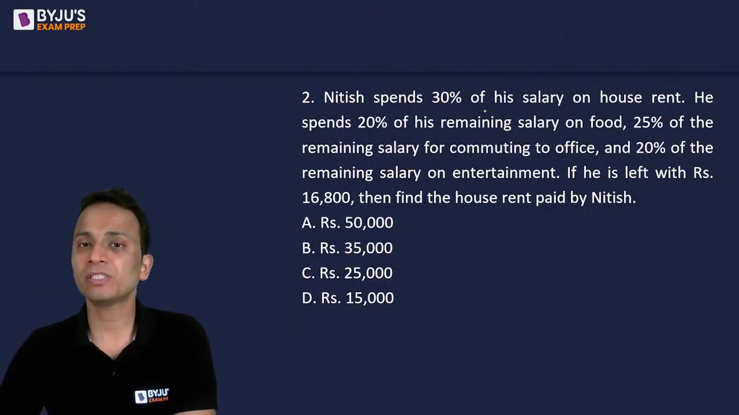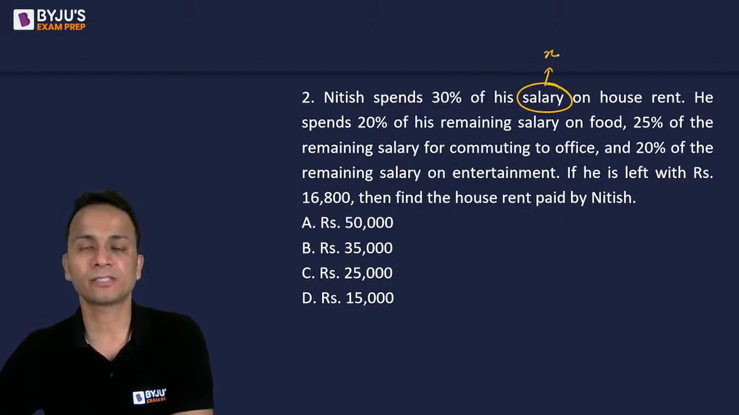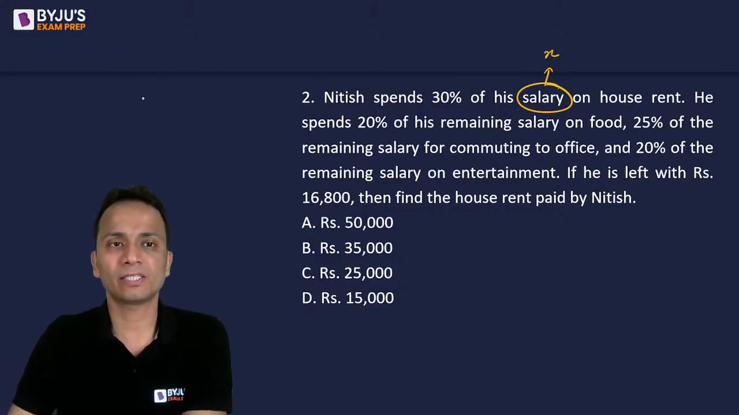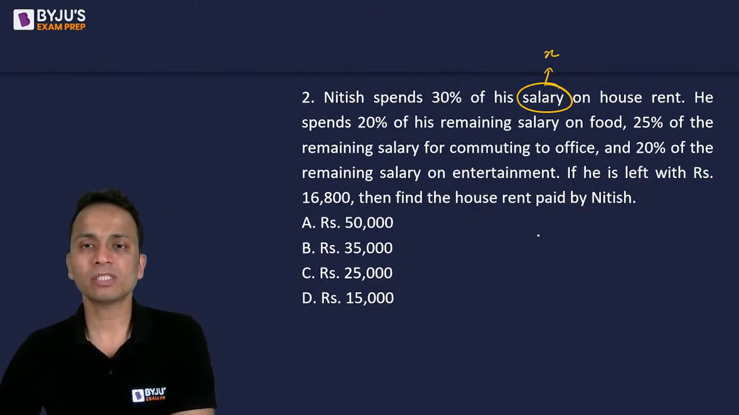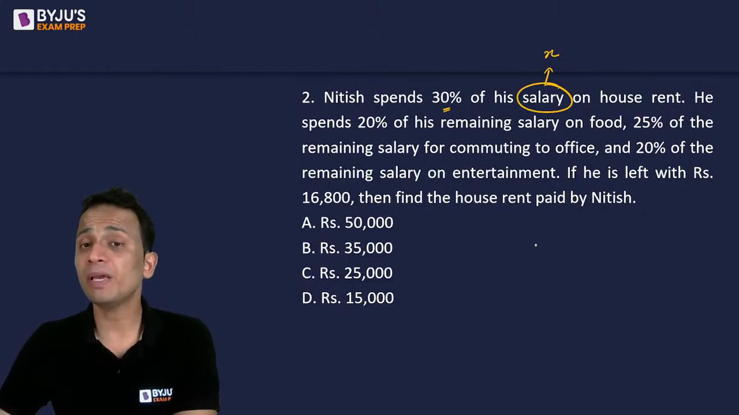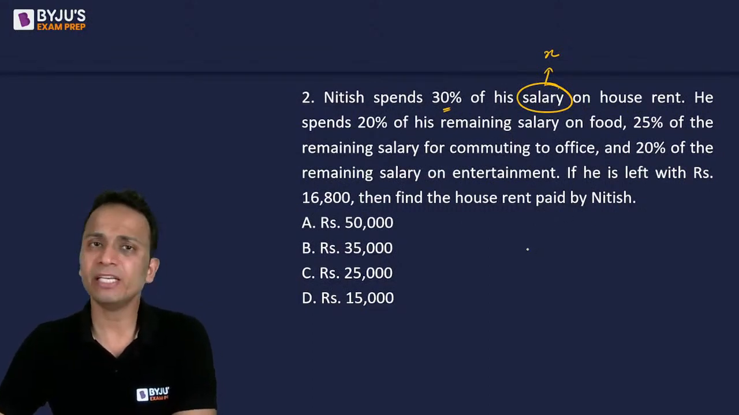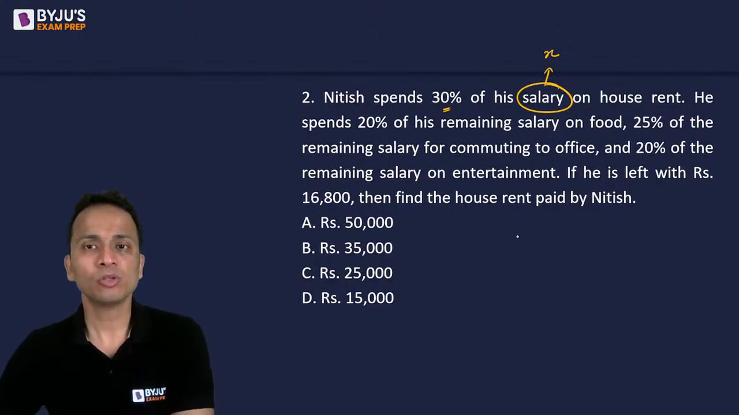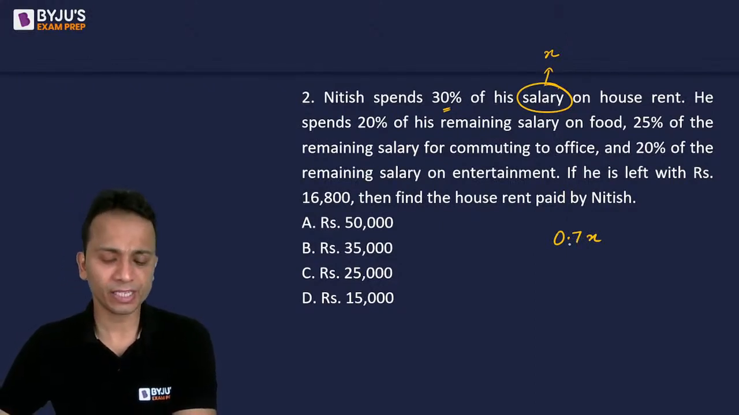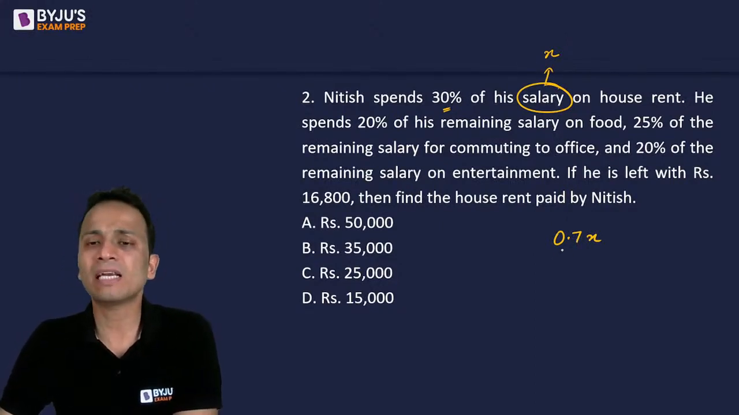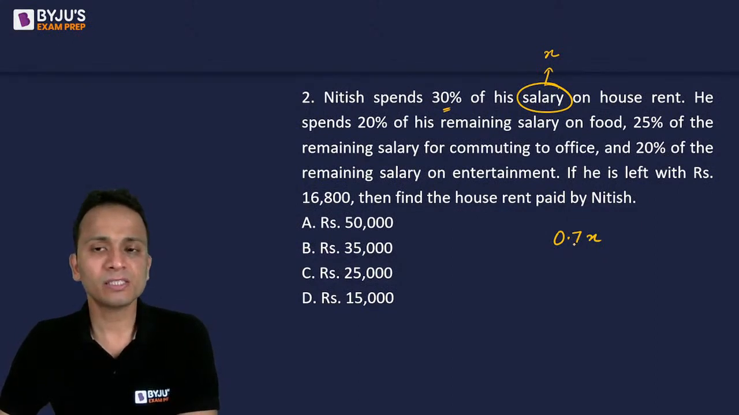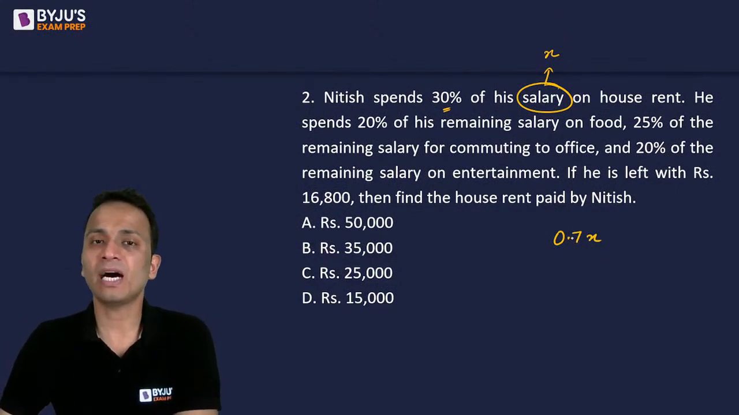Now, Nitish spends 30% of his salary. So let's say the total salary is x. Now, if the total salary is x and he spent 30% on the house rent, then after paying house rent, he'll be left with 70% of the salary. So the remaining salary after house rent can be written as 0.7x. 70% of the total salary, that means 0.7x, right? This is the salary remaining after paying the house rent.